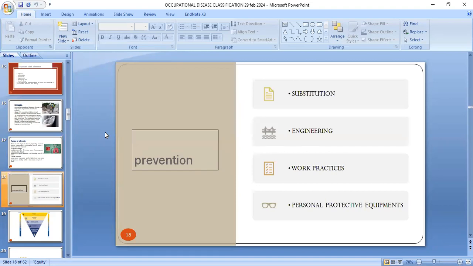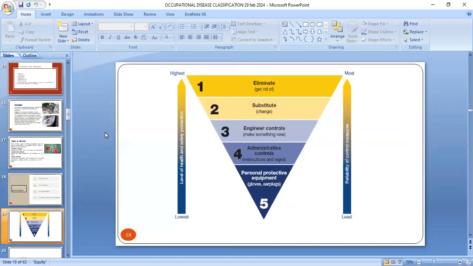Its prevention involves substitution, engineering measures, workplace practices, and personal protective equipment. Coming towards its hierarchy of prevention, first comes elimination, then substitution, then engineering measures, then administrative control, and at the bottom is personal protective equipment.